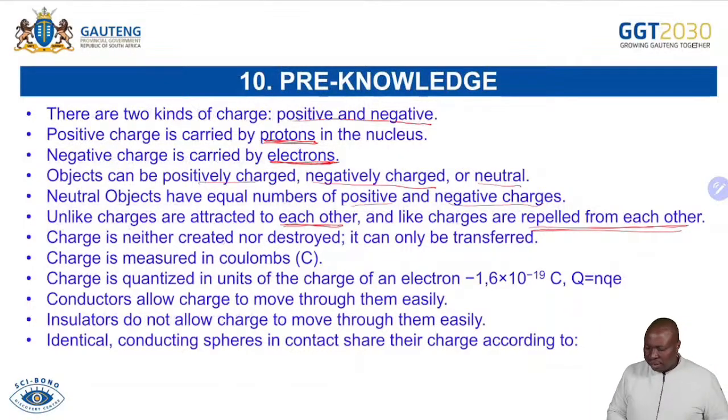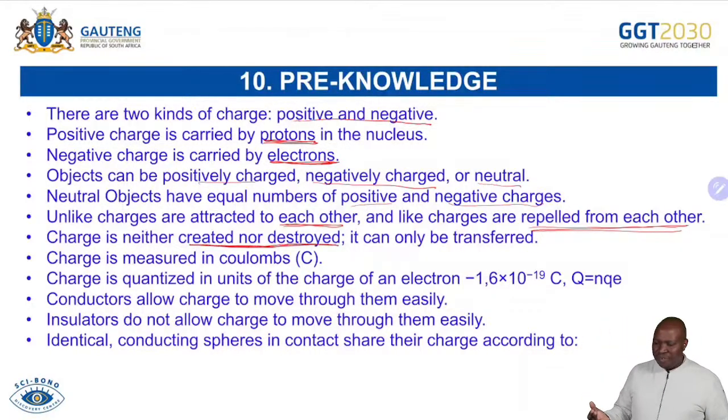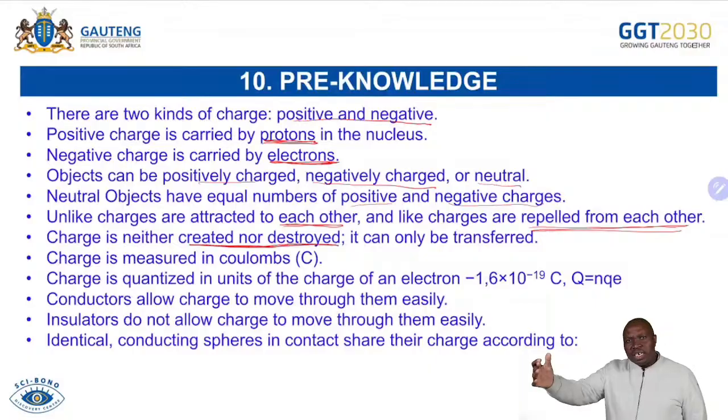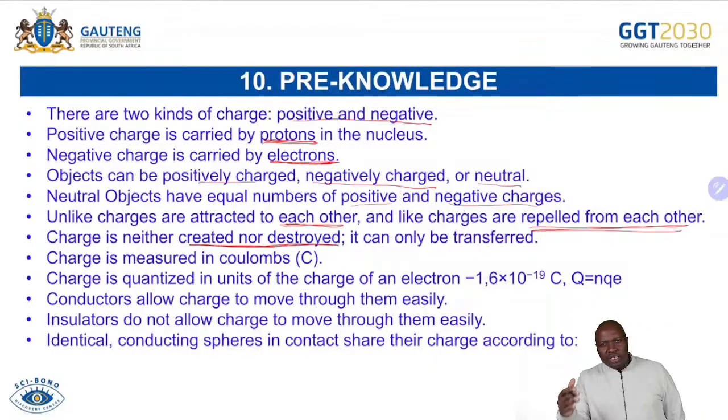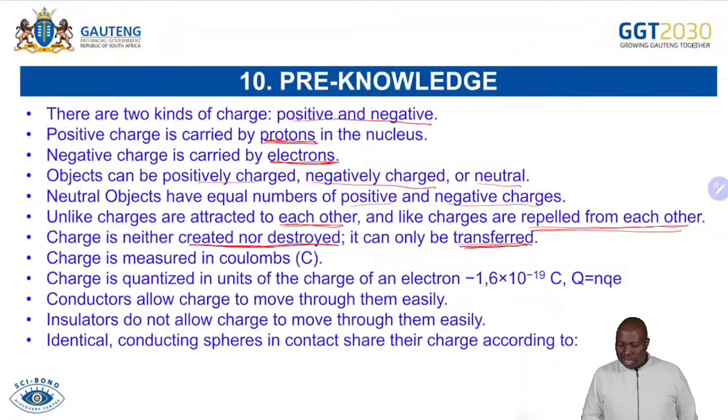And we're saying charge is neither created nor destroyed. Just like energy, you cannot create energy nor destroy it, you can only transfer it. It is the same with charges, you can only transfer them. It means if we have a charge on this object, we can transfer it to another object, but you will never create it. The charges are there, we're not creating them, we just transfer them. The only thing we can do to the charges is to transfer them.